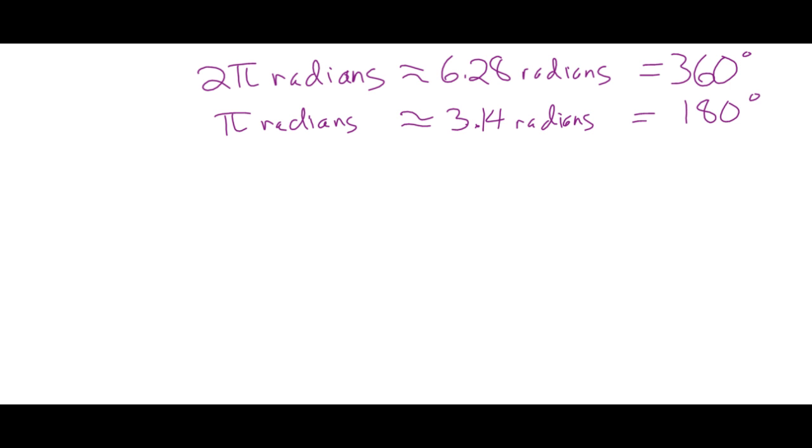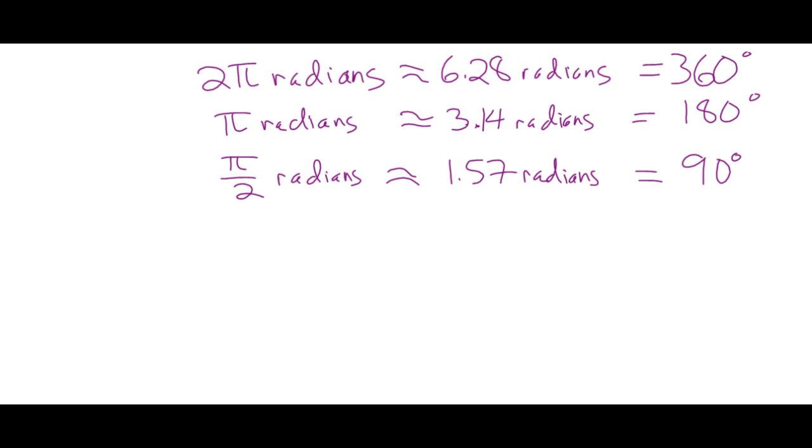And we'll do one last thing. We'll take pi divided by 2 radians, which is about 1.57 radians, and is exactly how many degrees? 90 degrees, right? So full circle, semicircle, and it's a quarter of a circle. 90 degrees. Right angle. Okay, that's all you need to know about radians.